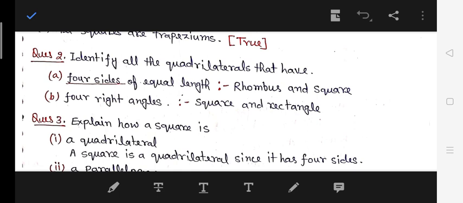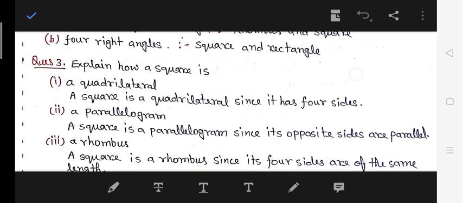Now four right angles. It means four interior angles that will be 90 degrees. So only you will get square and rectangle in which all four angles will be right angles. You can say that 90 degrees. So four right angles will be in square and rectangle.